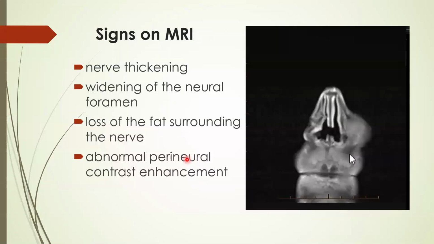So the general signs on MRI we can see for perineural spread are nerve thickening, widening of the neural foramina, for example the foramen ovale when the inferior alveolar nerve is involved, loss of the fat surrounding the nerve, and finally abnormal enhancement because of the disease.